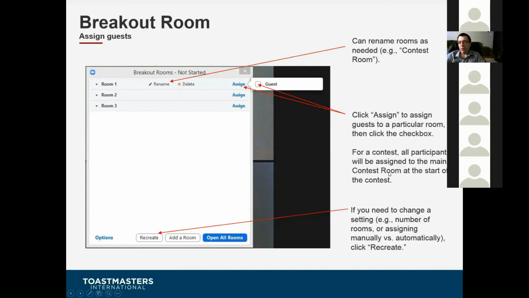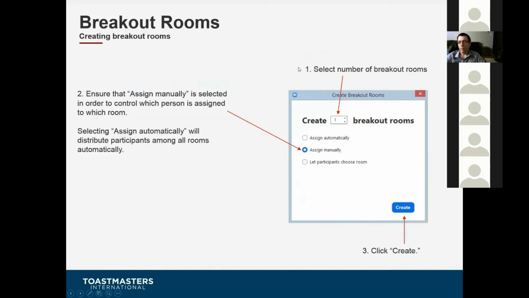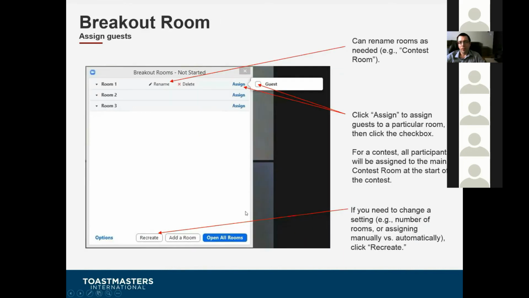And as we said, in a contest, pretty much everybody is going to be in the contest room to begin with. And then later on, you're going to move certain people from one breakout room to the other. Now, let's say you realize, whoops, I didn't create enough breakout rooms, or oops, I selected assign automatically. Then all you need to do is hit recreate. You click this button at the bottom here, and that'll take you back to this screen over here. You can fix whatever settings you needed, hit create again, and you go back to here.